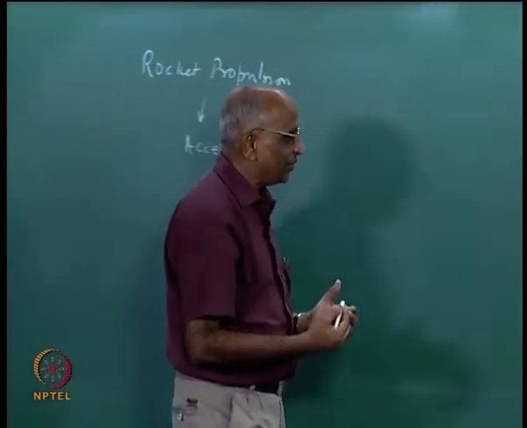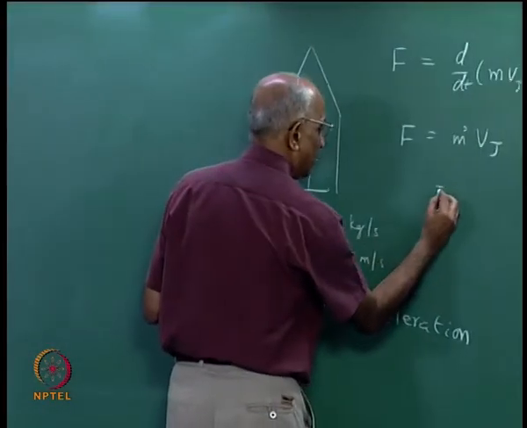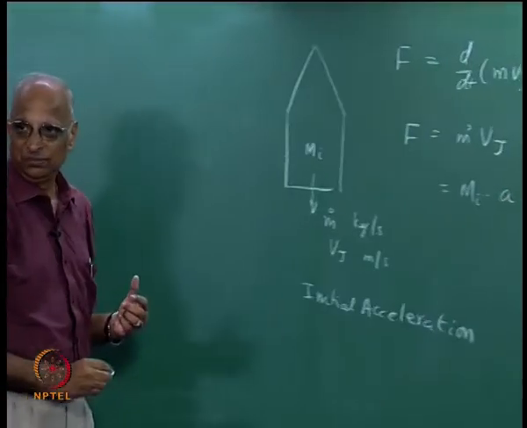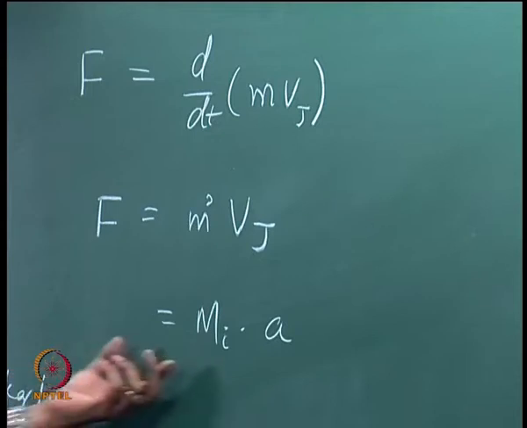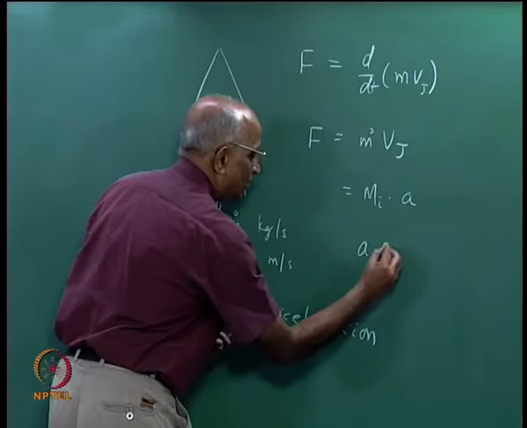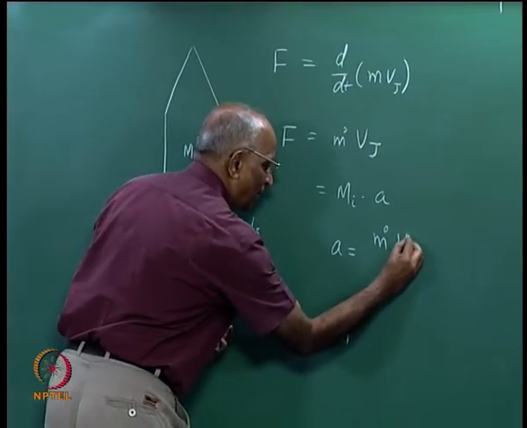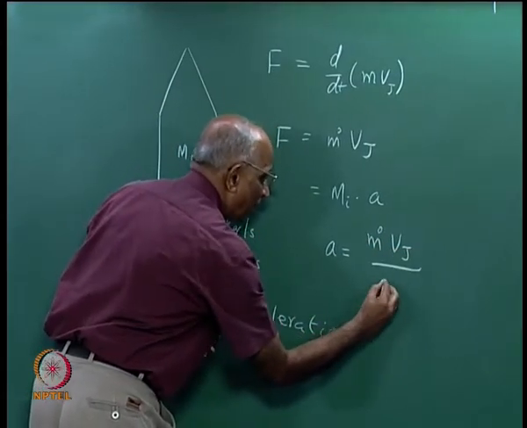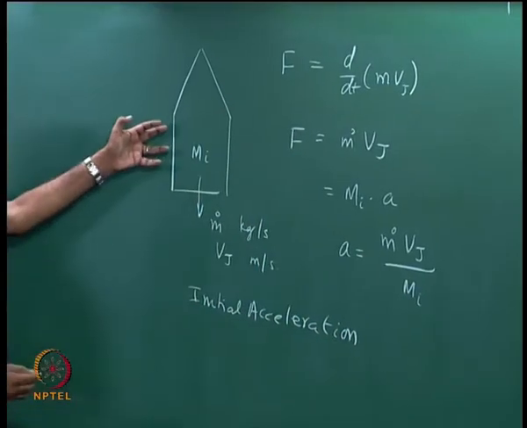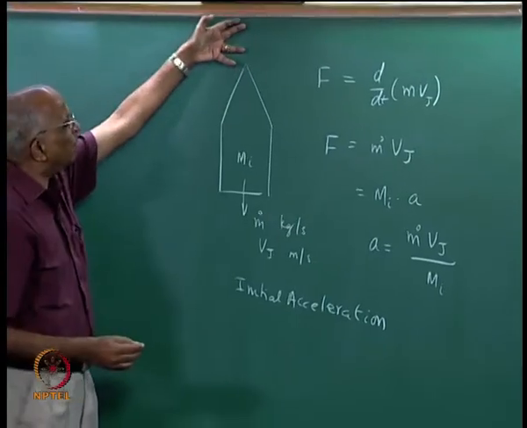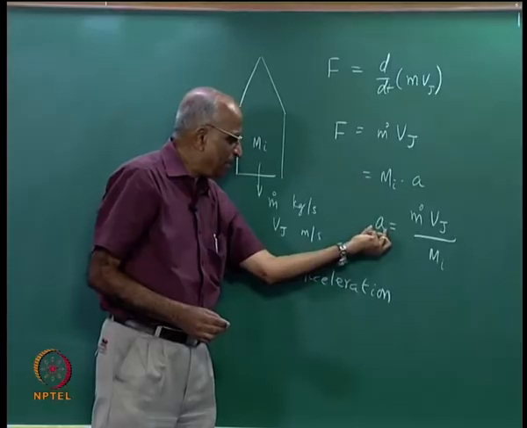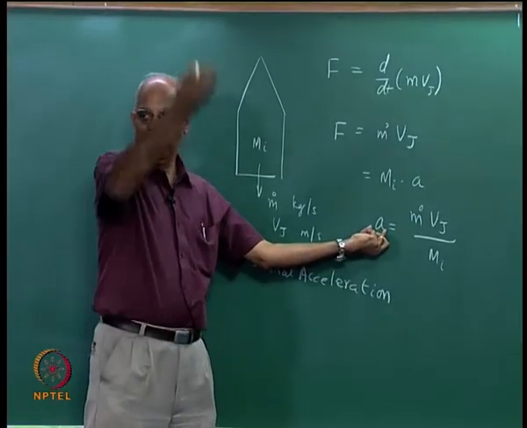Therefore the thrust should be equal to the initial mass of the rocket into the acceleration a. That means force is equal to mass into acceleration, or rather the acceleration is equal to m dot into Vj divided by the value of the initial mass. And what did we tell ourselves in the last class? As I keep on adding more and more mass to the rocket, the initial mass increases and it becomes impossible for me to take it up.